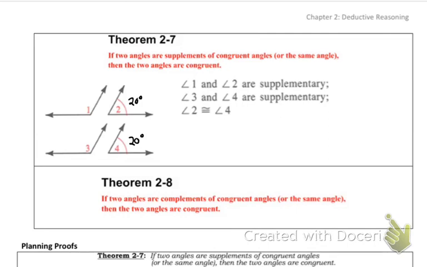160 degrees. Well, if 3 and 4 are supplementary, what does 3 have to be? 160 degrees, 160 also. That's what this theorem says.